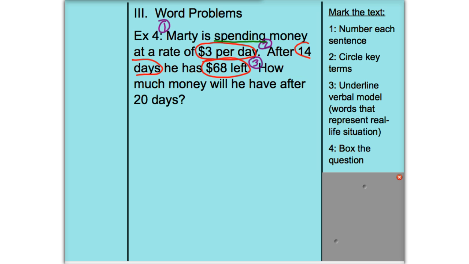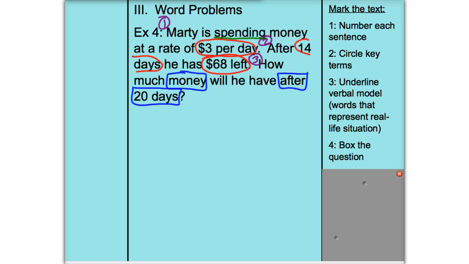You can box the entire question, but I am going to box a little bit shorter part. How much money will he have after 20 days? I'm going to box a part: money after 20 days. Because that's what we need to answer. That's what we need to figure out when we can say we are done with this word problem, is if we know how much money he has after 20 days. So that hopefully pulls all of the information out, and now we need to know what to do with it.